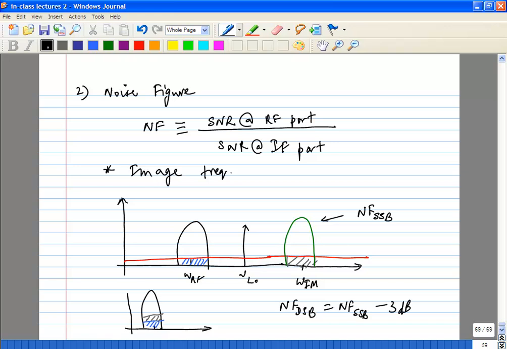Your single sideband noise figure is going to be larger than your double sideband noise figure by 3 dB. Is that clear to everyone? So if you look at a paper which quotes a particular noise figure, read it very carefully to find out whether they are quoting the SSB noise figure or the DSB noise figure. Some people quote SSB, some people quote DSB. So it may look artificially better if they just quote the DSB.